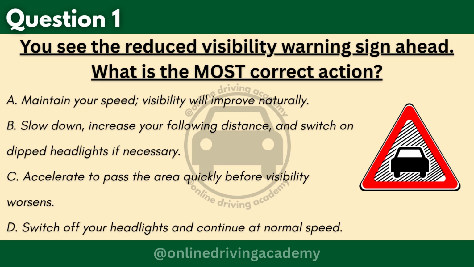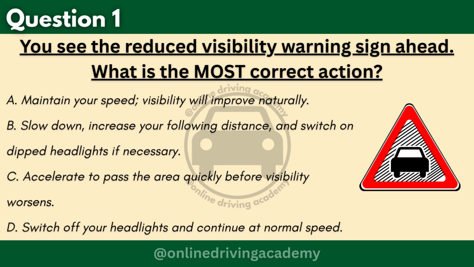So is it option A, maintain your speed, visibility will improve naturally? Is it option B, slow down, increase your following distance and switch on your dipped headlights if necessary? Is it option C, accelerate to pass the area quickly before visibility worsens? Or is it option D, switch off your headlights and continue at normal speed?